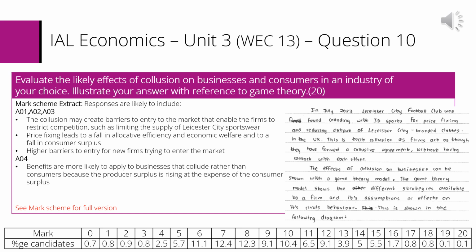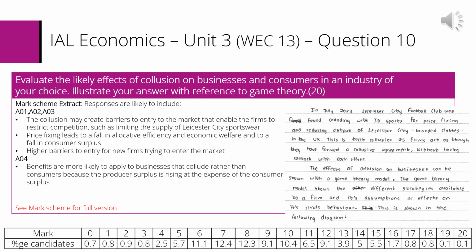Most candidates on this question were able to explain how companies Leicester City Football Club and JD Sports could benefit from collusion, and a large number of candidates included the STEM reference in their answer. Candidates who were able to develop their chains of reasoning in context often achieved high level 3 or level 4.